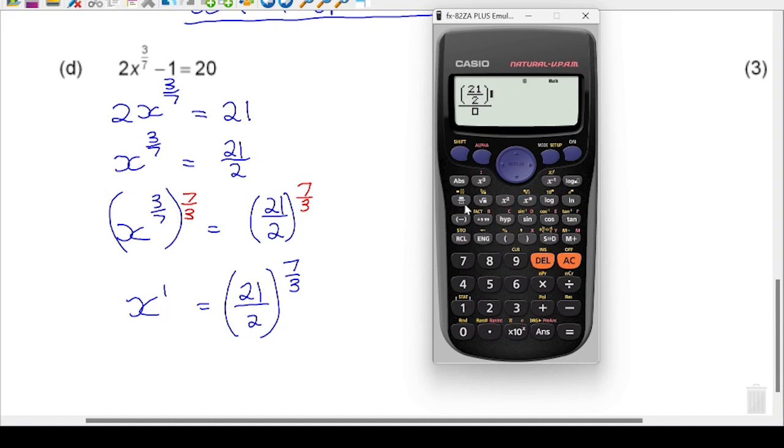Sorry, I've messed that up. Let's start again. Open brackets, fraction 21 over 2 to the power of 7 over 3. The question paper said on the front cover that we must round to 1 decimal place. So there we have it, 241,4.